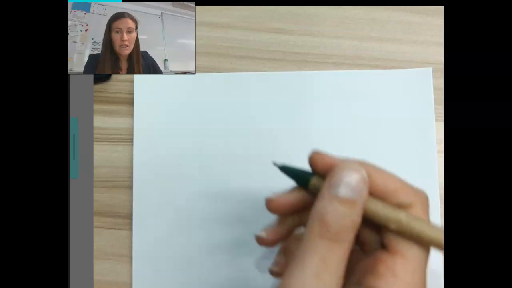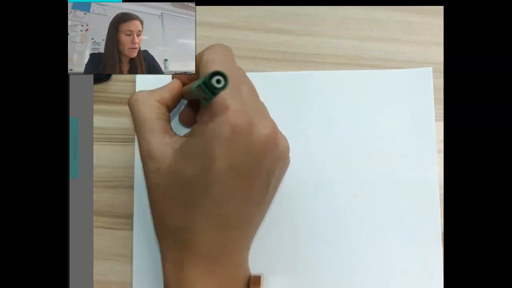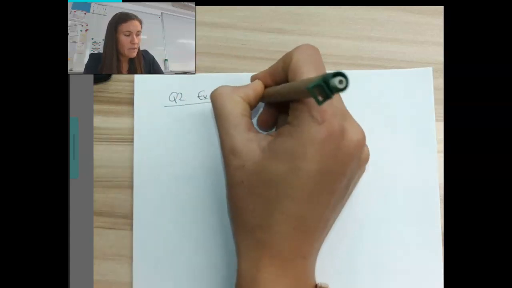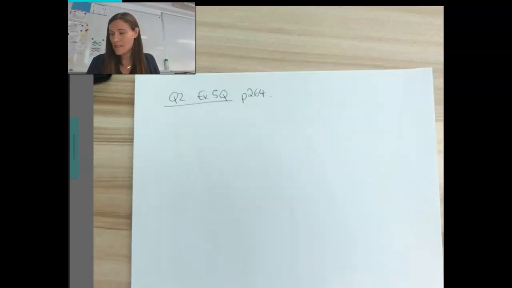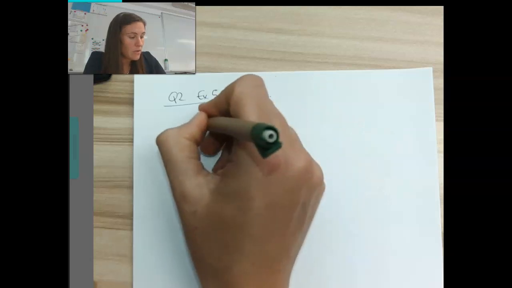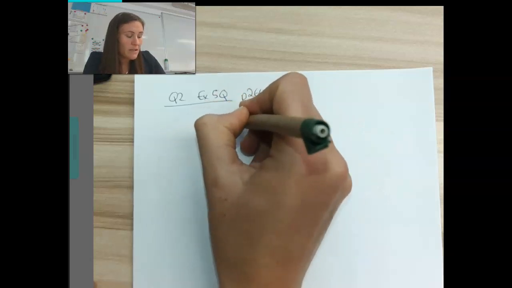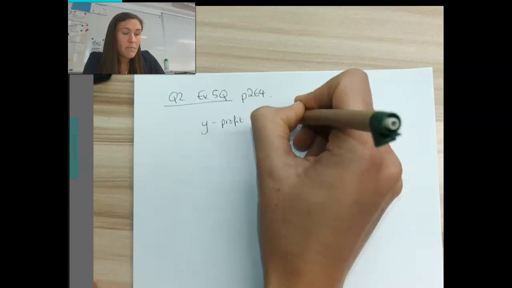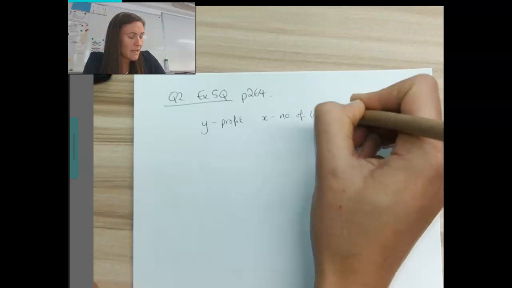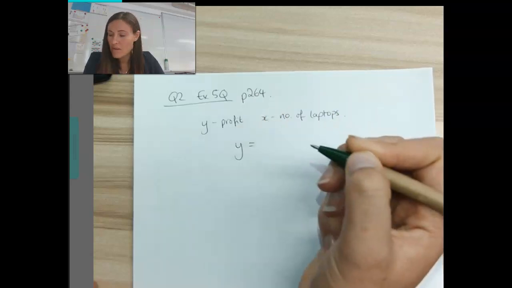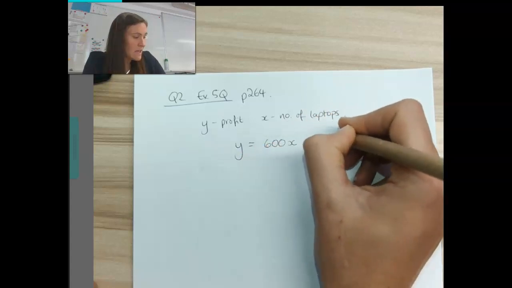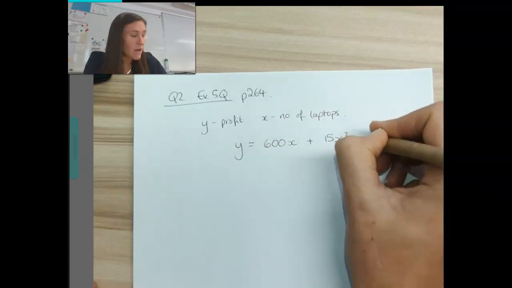Okay, this is a quick video to go through question 2 from exercise 5Q, which is page 264 of the textbook. So you're given an equation here. You're told that Y represents profit and X represents the number of laptops sold. I'm guessing we've got a laptop selling company, and the amount of profit that they make is given by this function: 600x plus 15x squared minus x cubed.